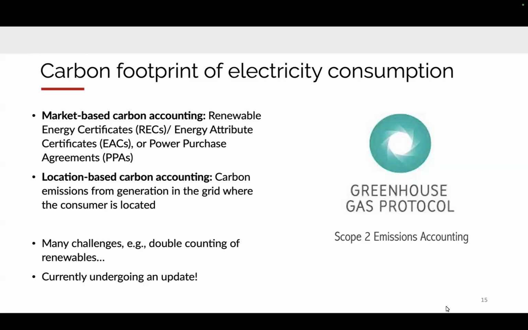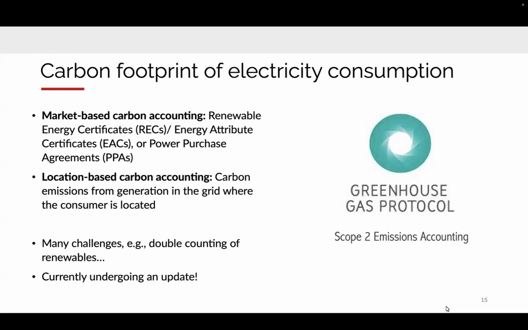I'll just say that the fact that we have these two methods creates a lot of challenges. There's a potential for double counting of renewables. For example, when we're doing location-based carbon accounting, if you're in a grid where there's a lot of renewables, there is no one who can tell you whether or not the renewables in that grid were already under power purchase agreements. Someone might already be counting them towards their accounting, but then they might be counted for everyone else as well. So there are challenges like that.